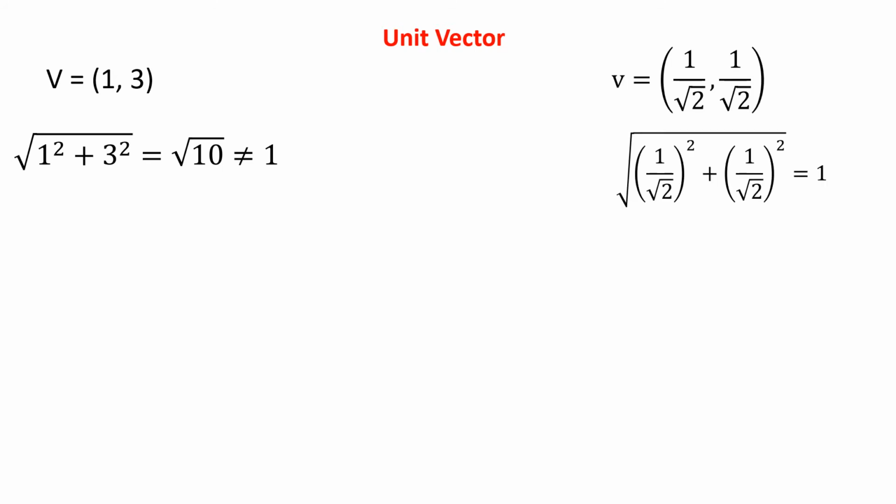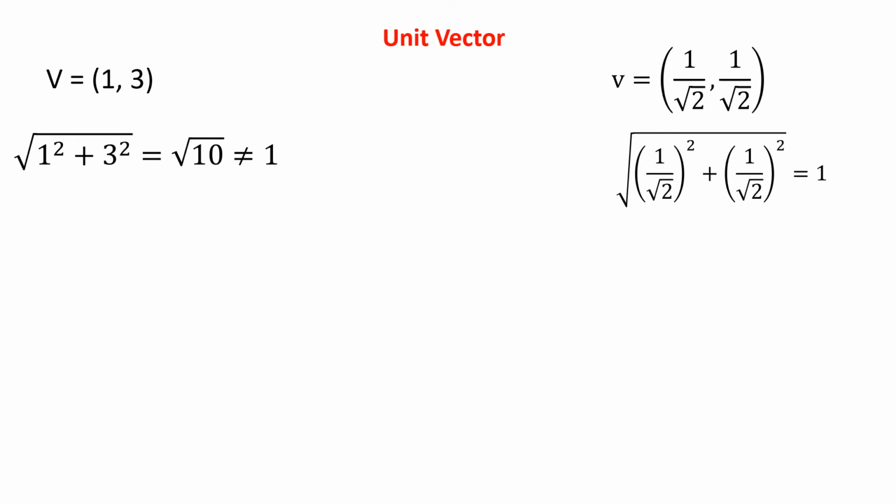Now, a unit vector is a vector which has a magnitude of 1. For example, if I have a coordinate 1 and 3, and I try to calculate the magnitude, I would get root 10. Then it doesn't represent a unit vector because it does not equal 1. However, let's say my coordinates are 1 over root 2. Taking the magnitude of this will give me a value of 1.